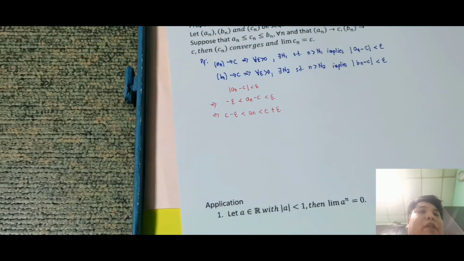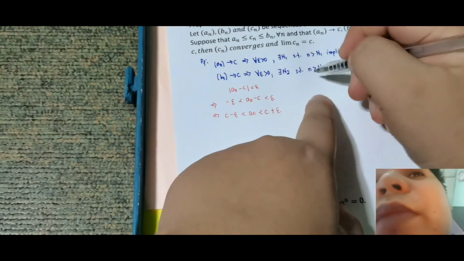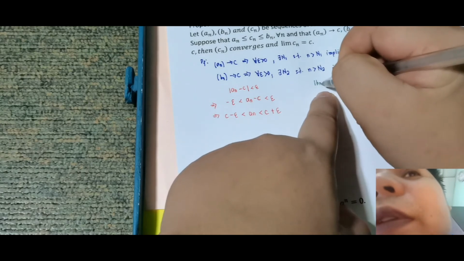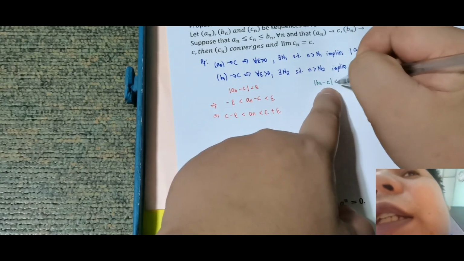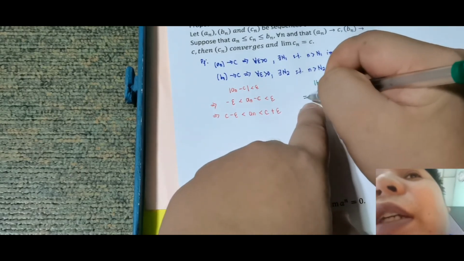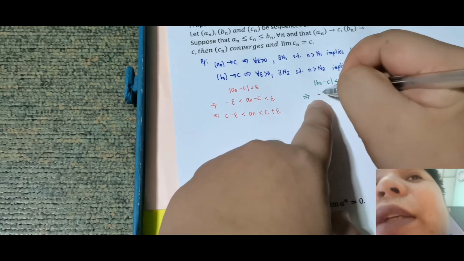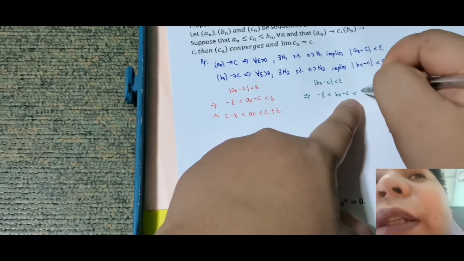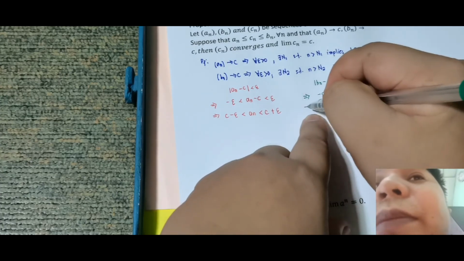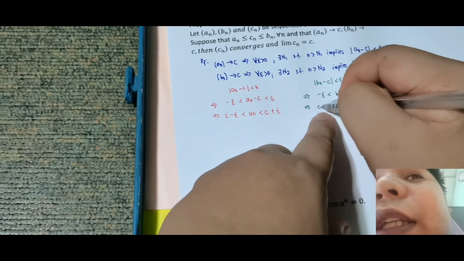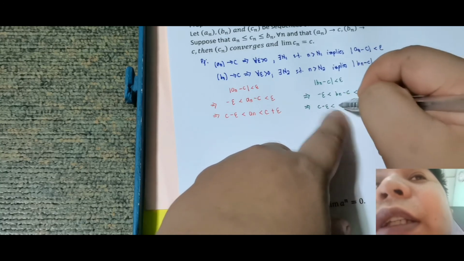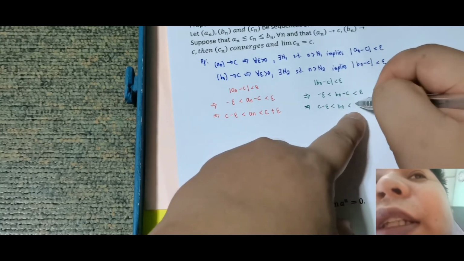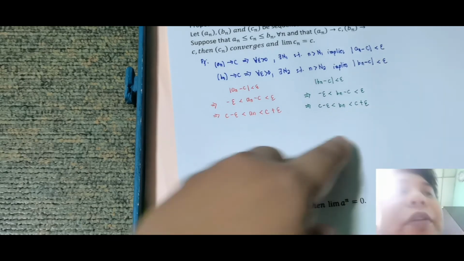Next, let's take B sub n. B sub n minus C is less than epsilon. Similarly, that is negative epsilon less than B sub n minus C less than epsilon. This implies that C minus epsilon is less than B sub n less than C plus epsilon.